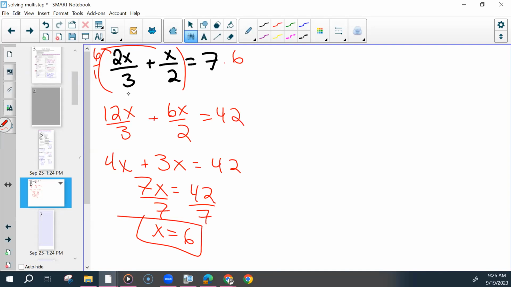Questions about solving multi-step equations? I know most of this should be familiar to you, but there's something tricky in there. Okay. Take a second, stand, stretch your limbs. You've been sitting for a while, and then we'll move on to something else.